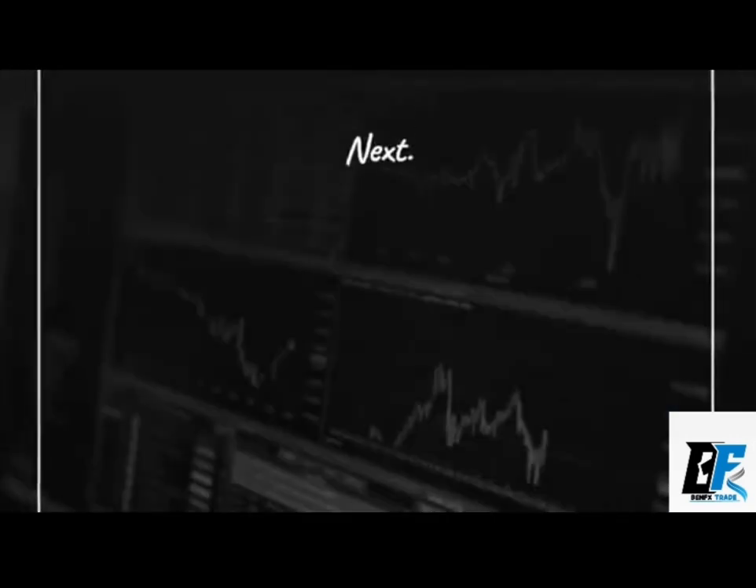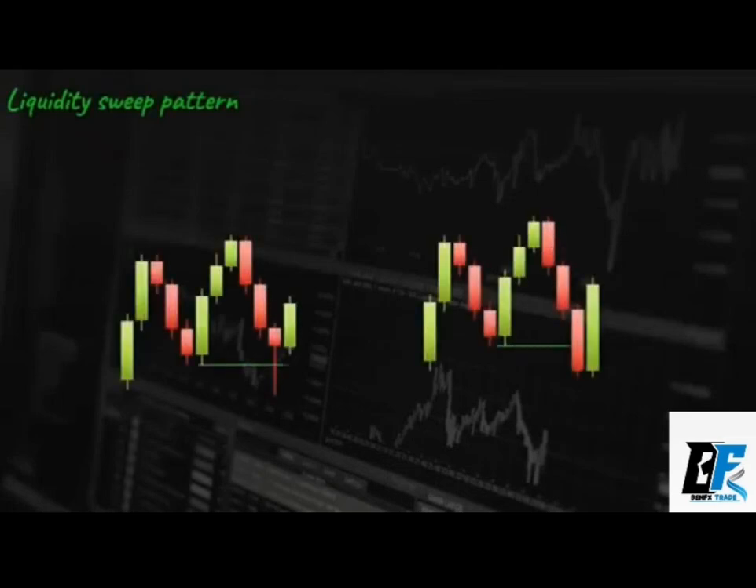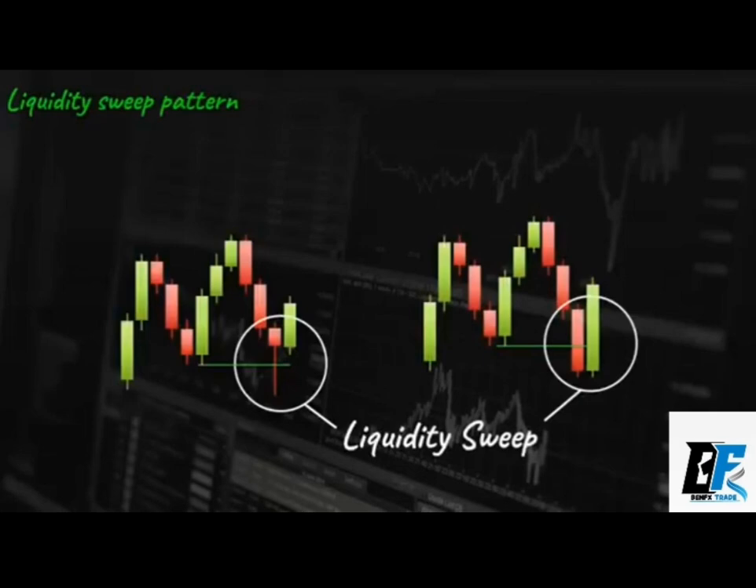Combining the divergence with liquidity sweep pattern. In the bullish scenario, the liquidity sweep pattern refers to a single candle that sweeps the liquidity below the previous low. This liquidity sweep can be by wicks or body. But the important point is that the price must return to range immediately after this candle closes.